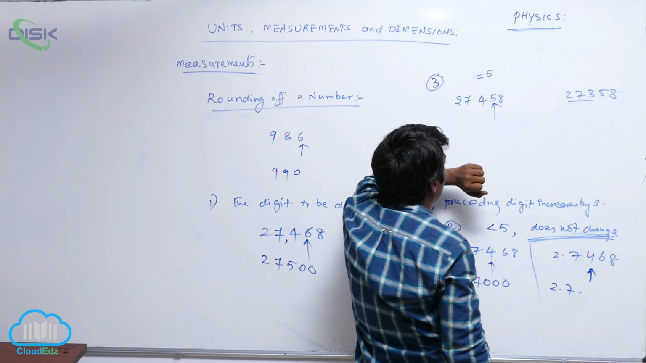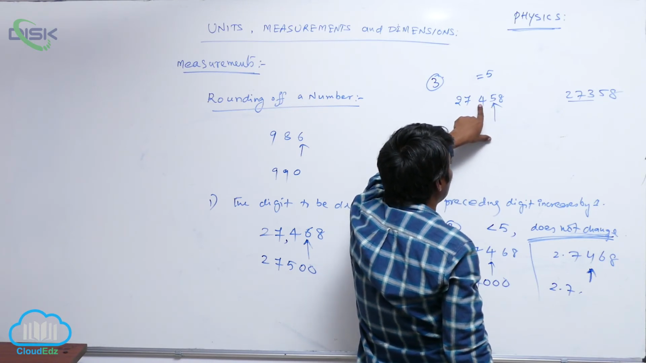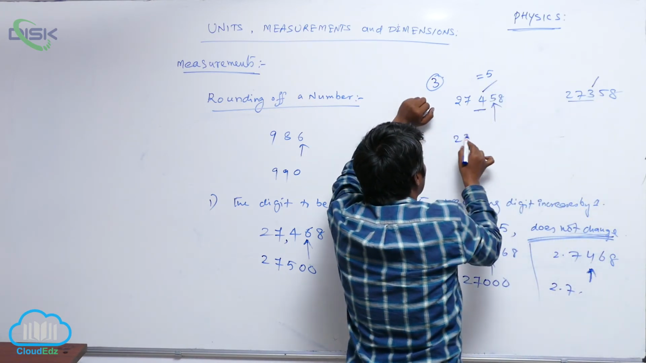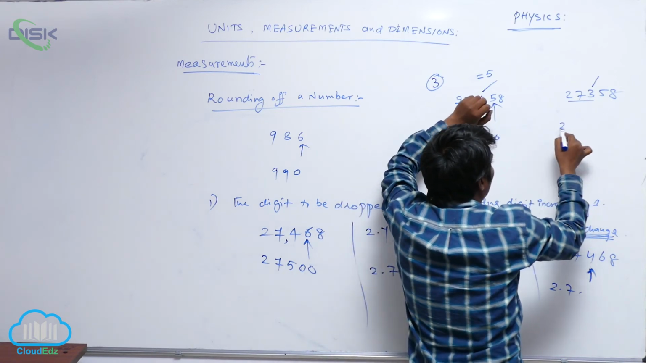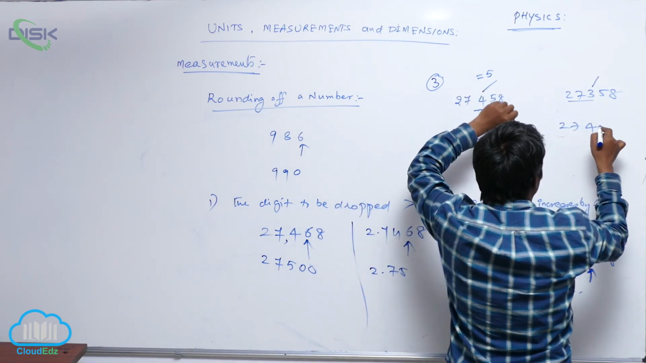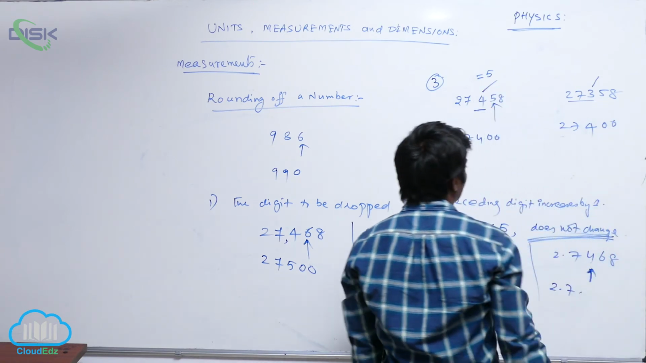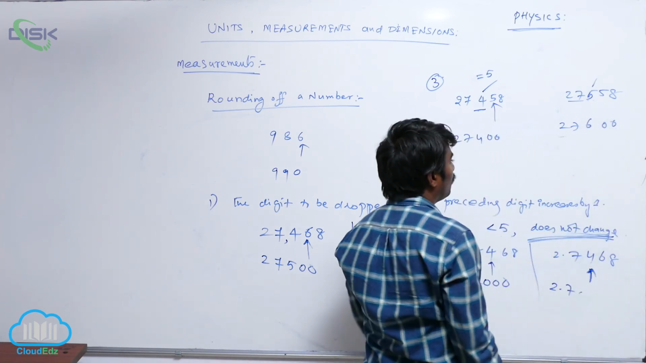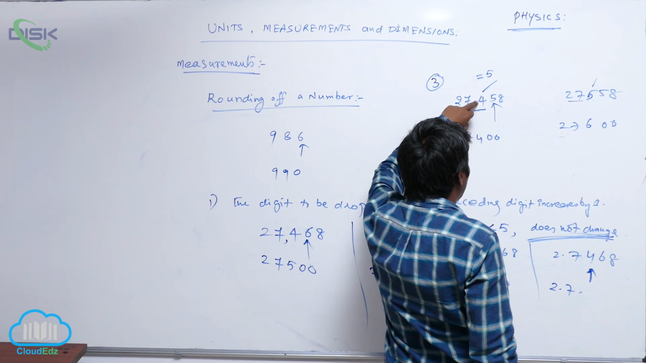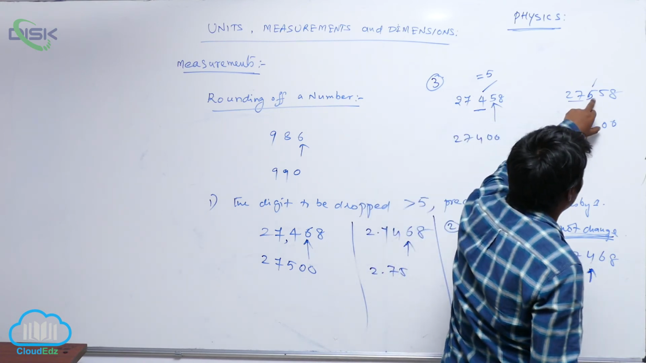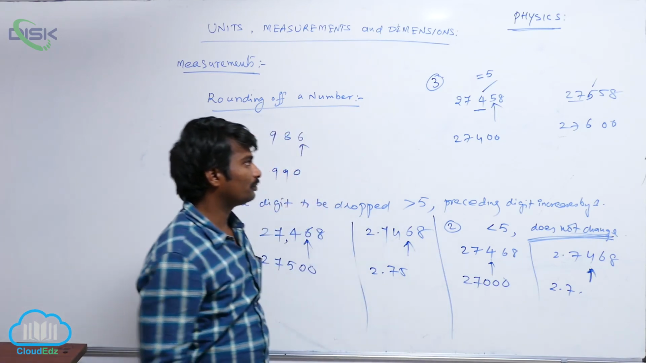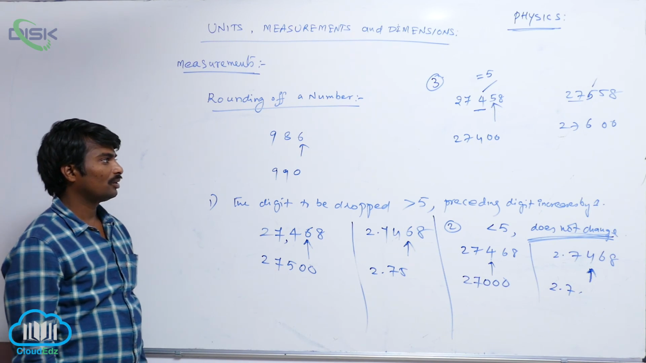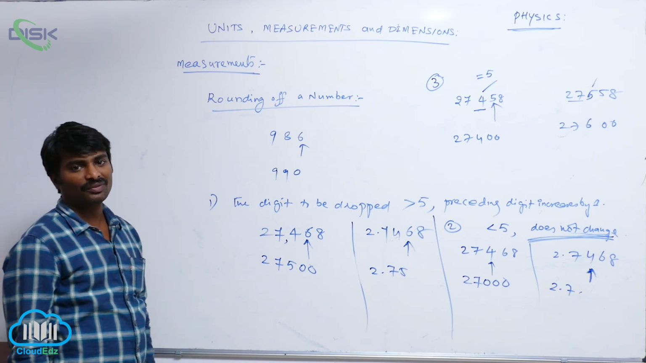If it is equal to 5, then we have to see whether the previous digit is an even number or an odd number. If it is an even number, it does not change. If it is an odd number, it increases by 1. That's all. Or you can take 5 here, so it will be 6. If the previous digit is an even number, it does not change. If the previous digit is an odd number, it increases by 1. So in this way, we are going to round off the numbers to our required number of significant figures.